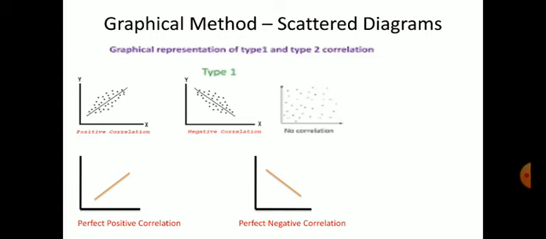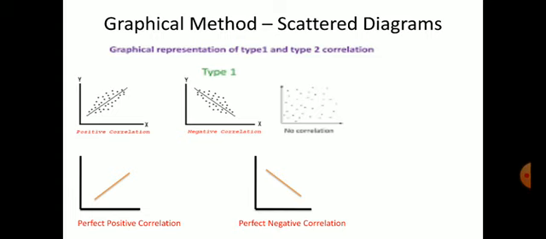And if you see the next diagram, the points are gathered towards upper left to lower right. Then we will be calling it a negative correlation. And in the third diagram, you can see the points are scattered in a non-uniform manner. In that case, we can call it no correlation existing.